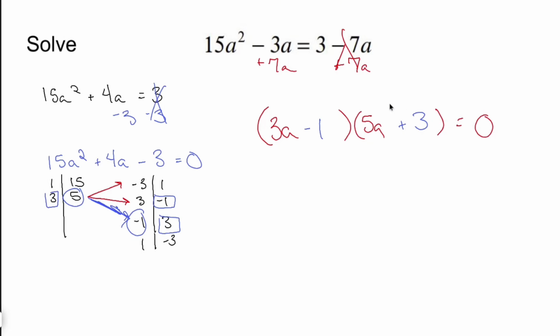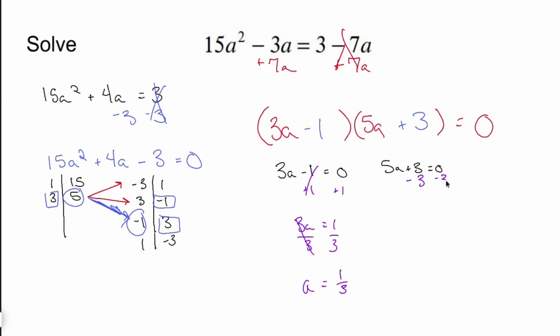That's the tricky part. This part's not so bad because now I use the zero product property, which states that if you have something times something equals 0, you set each something equal to 0. So 3a minus 1 equals 0, and 5a plus 3 equals 0. And then you solve each for a. Okay, add 1, 3a equals 1, divide by 3, a equals 1/3. So that's option number 1.